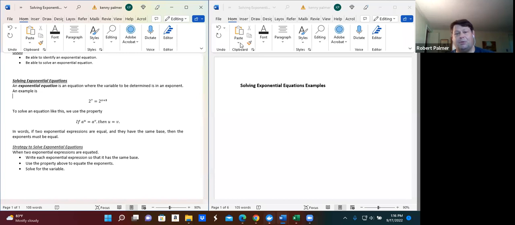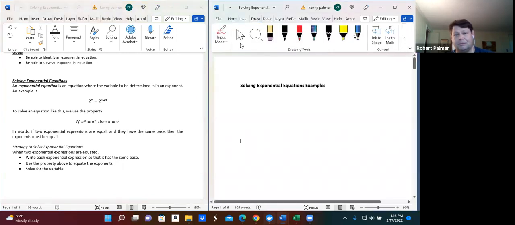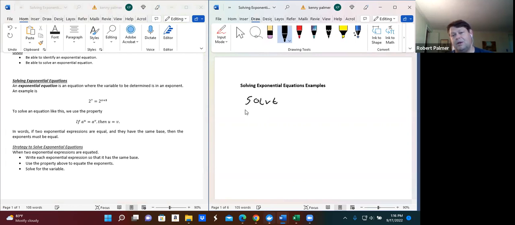Here's our strategy for solving. Let's take a look at our first example on the right. Our direction is just to solve. Number one is 2 to the 7th is equal to 2 to the x plus 3. We have one exponential expression equal to another, and the bases are equal. As we can see, they're both 2. So that means the exponents are equal.